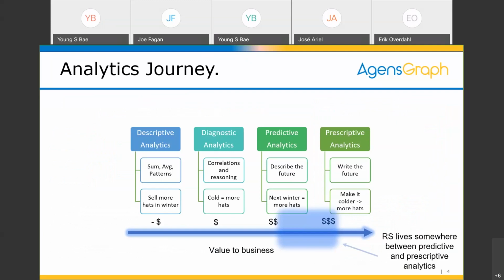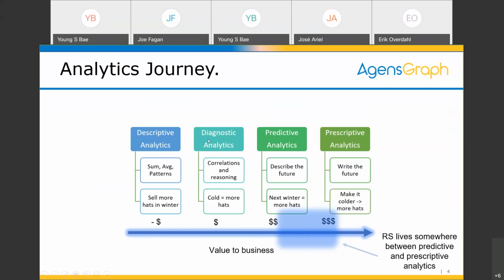So on this analytics journey, the ultimate is to go from descriptive all the way to prescriptive analytics. Descriptive is what we've done for 30 years using Excel or something similar. And we just do graphs and do monthly sales figures and sums and averages and maybe see patterns. And we just describe the data. We say, okay, look at this. We happen to sell more hats in the winter.